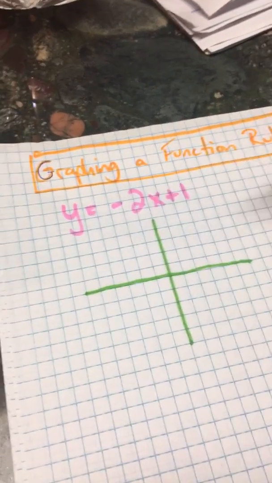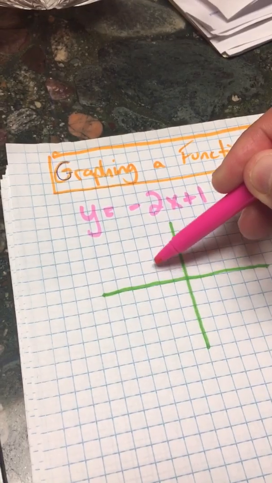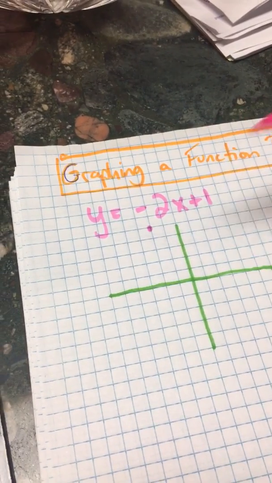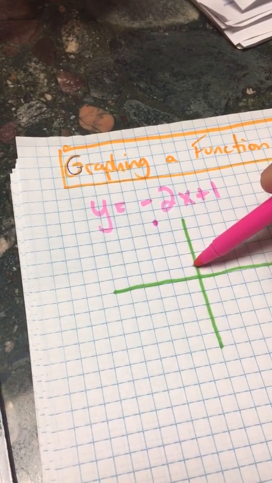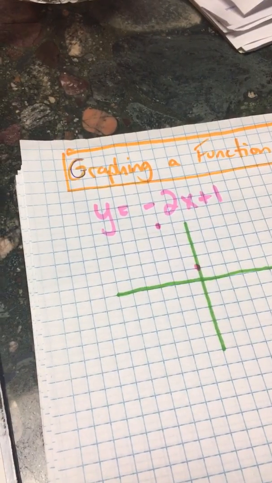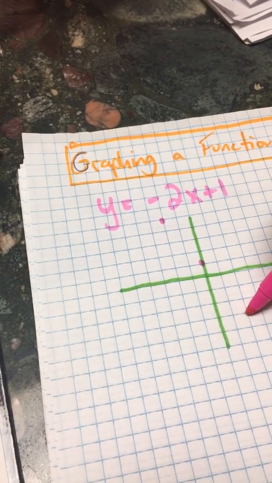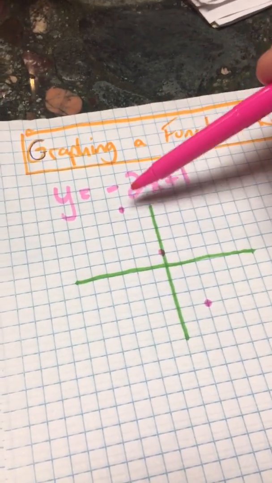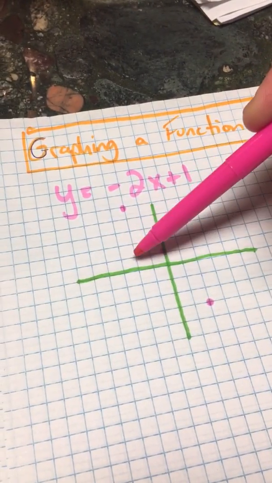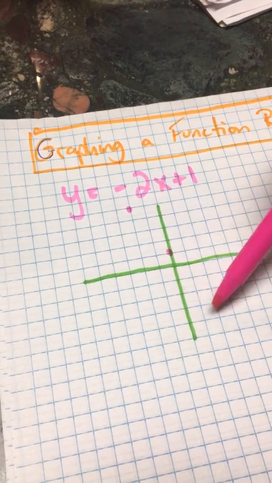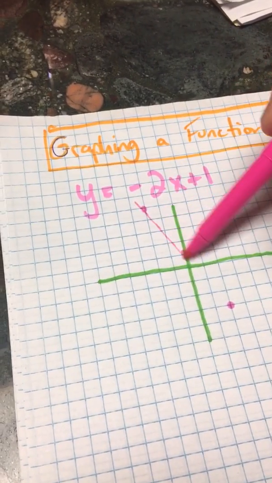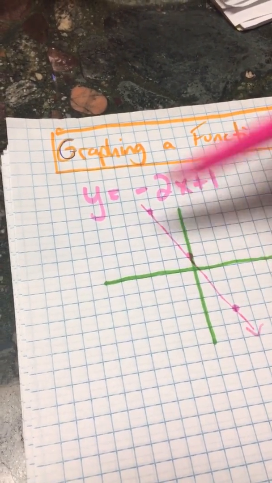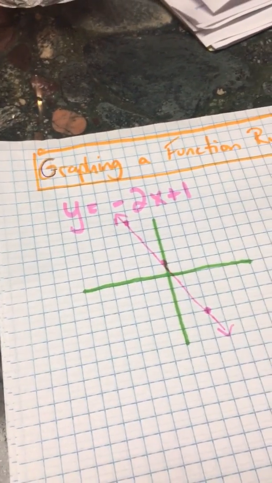So negative 2, 5: negative 2, 1, 2, 3, 4, 5 would be right here. 0, 1 is located right there. And then 2, negative 3: 1, 2, 3 is located right there. And you can see this pattern remains consistent here. I go down 1, 2, 3, 4 over 2, 1, 2, 3, 4 over 2. So that's enough. Now I just connect my dots, and I've graphed that linear equation.